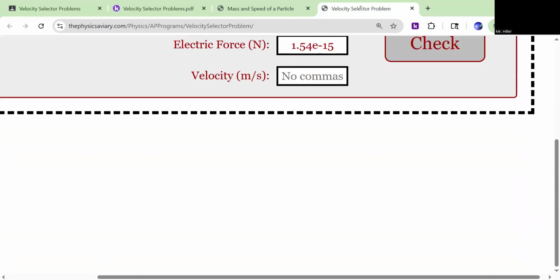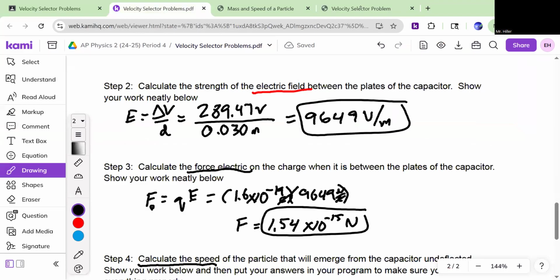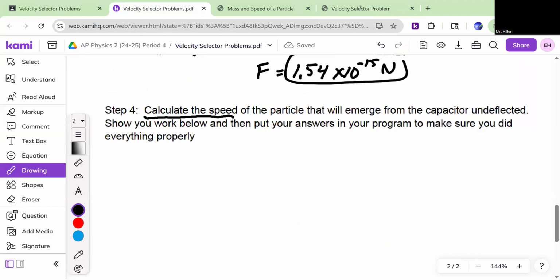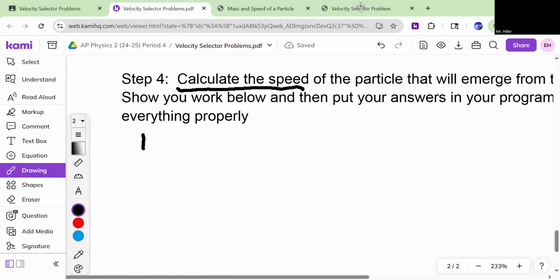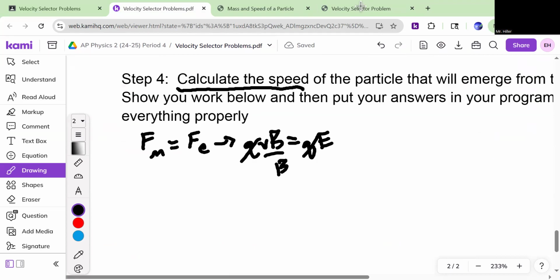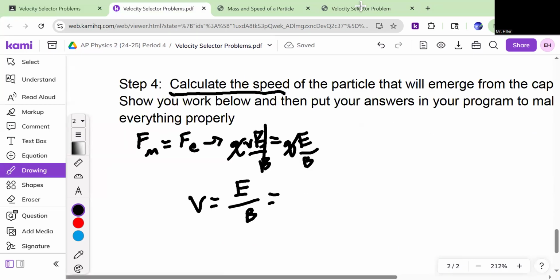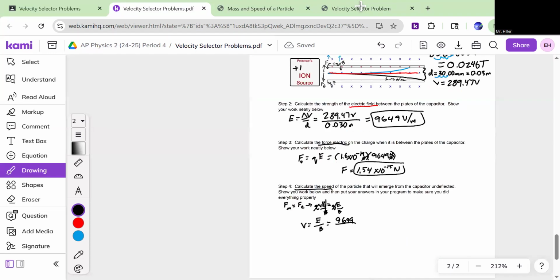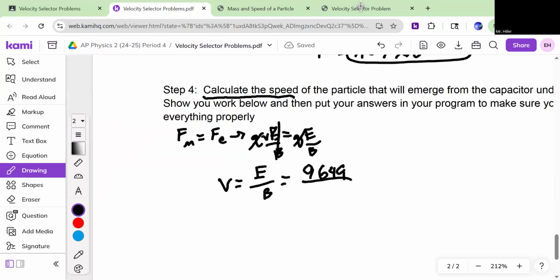Okay, now find the velocity. So to find the velocity, if you remember how we did that, we're going to use the ratio of the fields. Remember? So magnetic force equals the electric force, which means QVB equals QE, Q's cancel, divide by B. And the velocity is the ratio of the electric field to the magnetic field. So we're going to go 9649 over a magnetic field of 0.0246.